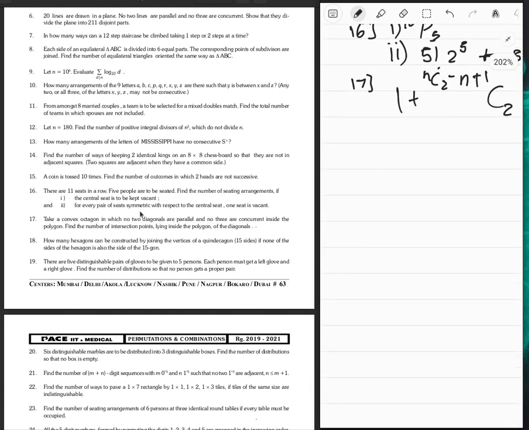Okay, next question. 18th: how many hexagons can be constructed by joining the vertices of a 15-sided polygon if none of the sides of the hexagon is also a side of the 15-gon? None of the sides of the hexagon is also a side of the 15-gon, okay, and you want how many hexagons can be constructed, or like how many types of hexagon. Okay, yeah, how many hexagons. So that 15-gon is fixed on your paper, and then you want the hexagons. Exactly.